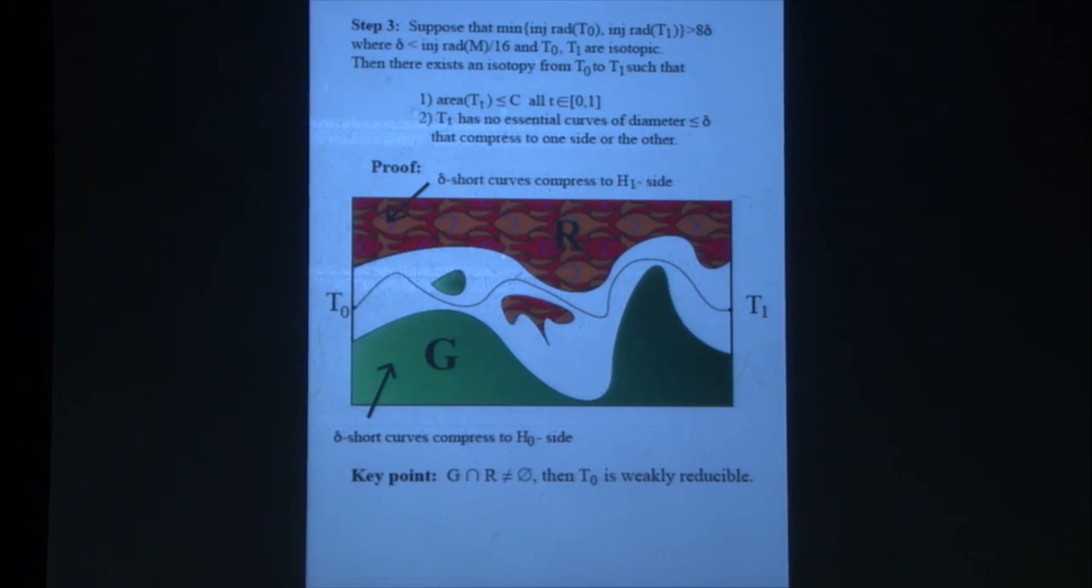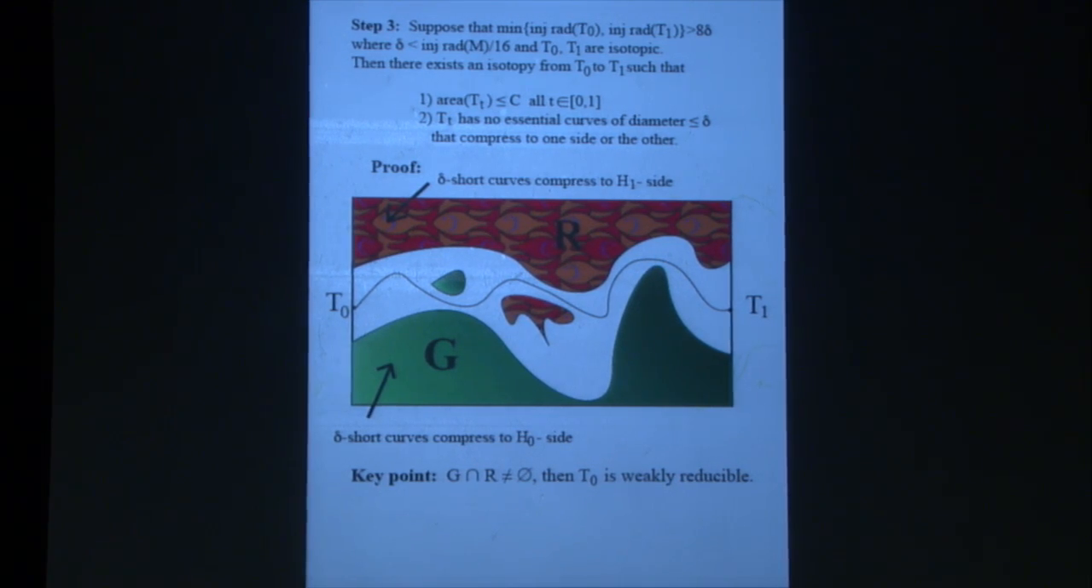The point is that you can't have any point that's both red and green, because that would mean there's some really tiny curve which compresses to the red side and some really tiny curve which compresses to the green side. If those curves were disjoint, that would contradict strong irreducibility. If they were really close, then they lie in some ball, and you could find some curve on the boundary and one of those curves on the inside, which again would violate strong irreducibility.